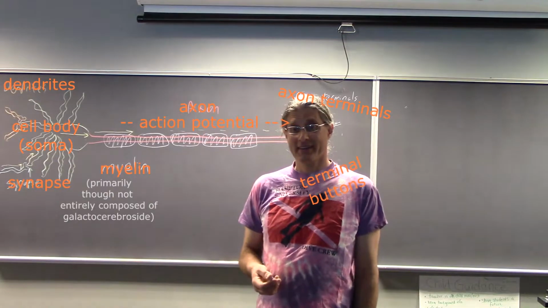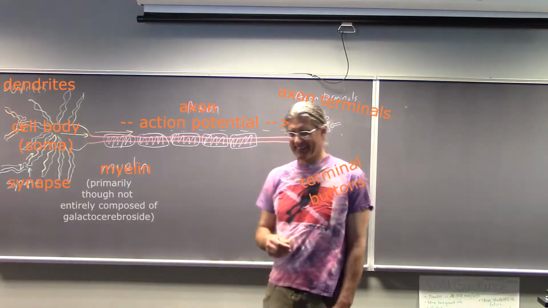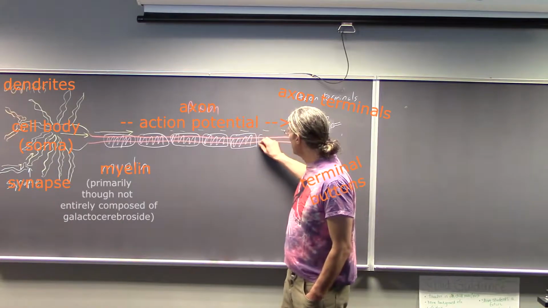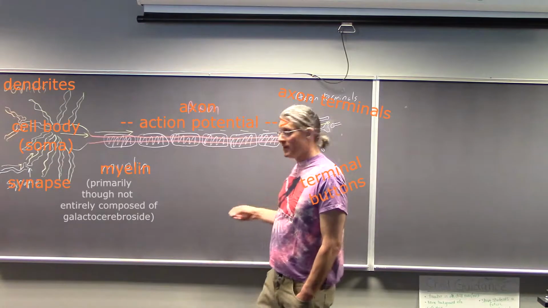Yeah? Why do they not connect? We're getting to that. And in fact, they don't connect. I'm purposefully drawing it like that. So this together is called a myelin sheath.